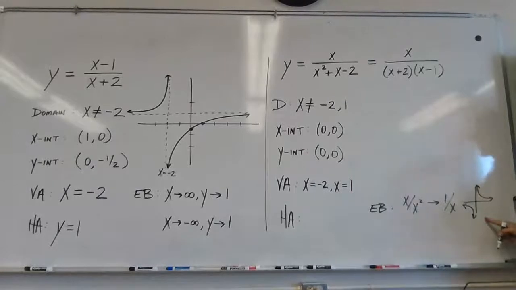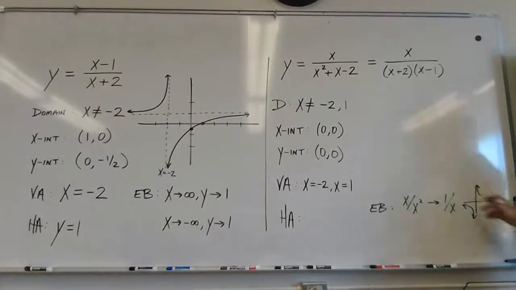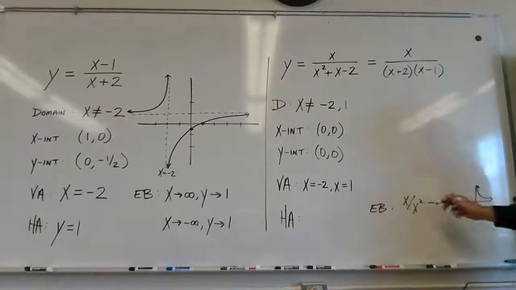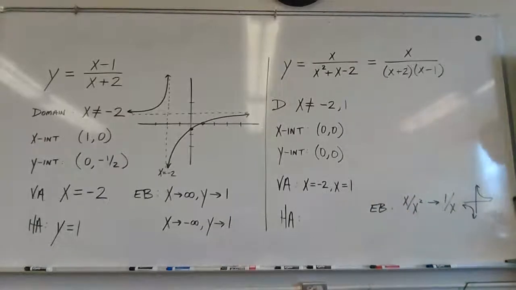And this also gives you extra information. It tells you that not only is it going to approach 0, but it's going to approach 0 from the top on the right and from the bottom on the left. So that's extra information that's helpful in understanding the function. This is a very good technique to make sure you understand.